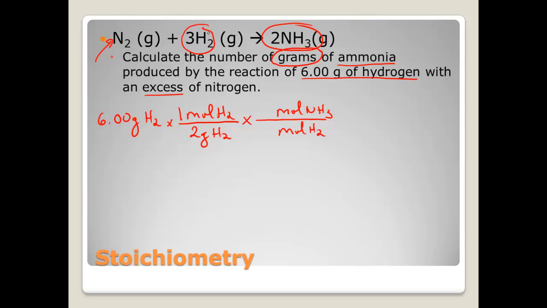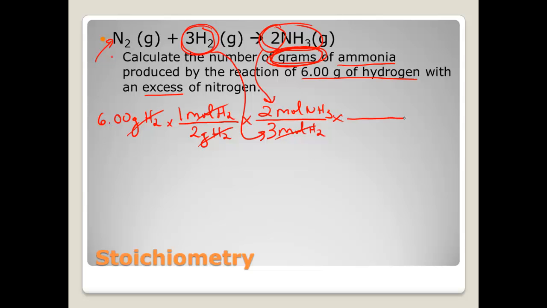For every 3 moles of hydrogen, there are 2 moles of ammonia. Now, if I stop and solve right there, my grams of hydrogen cancel out, my moles of hydrogen cancel out, and I would be left with the answer of moles of ammonia. That's what I would have. But that's not what they're asking for. They wanted us to determine the amount of grams of ammonia.